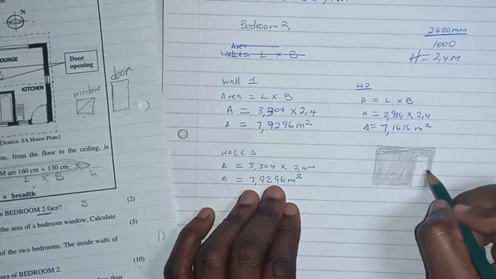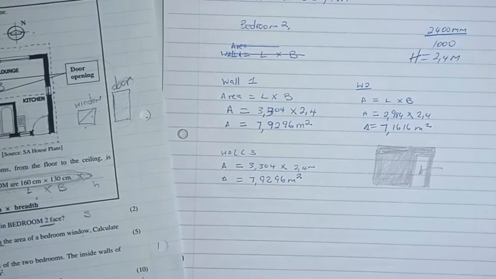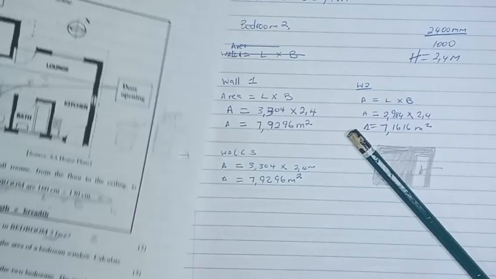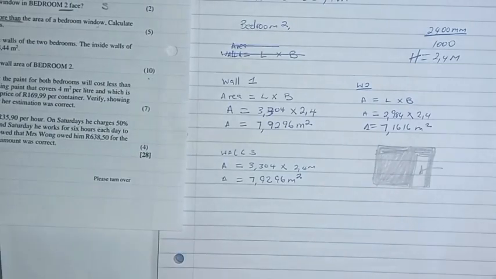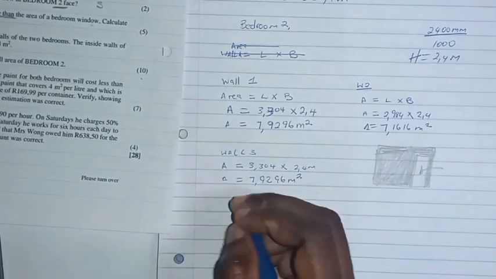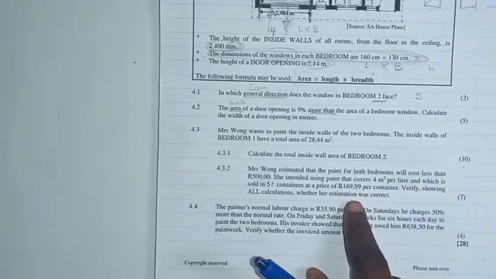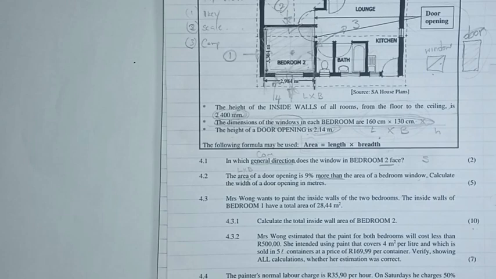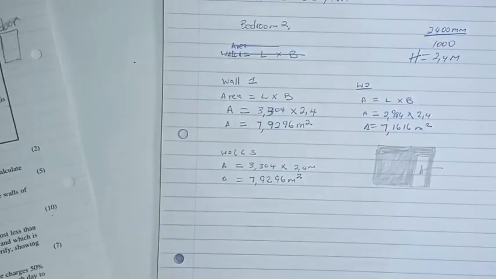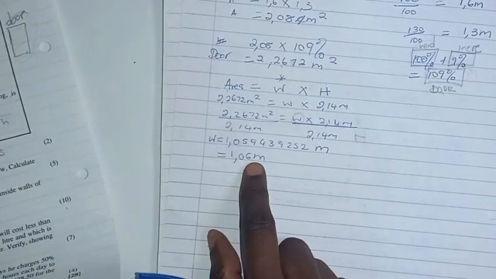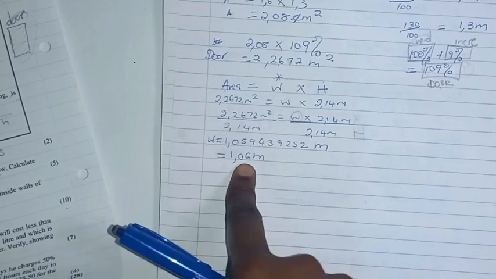So what are we going to do? We have to minus the area of the door. So how are we going to find the area of the door? So now we have to calculate the area of the door there on wall 3. In order to calculate the area of the door in wall 3, we are going to need the width and the height. Remember, we did calculate the width here on the previous question. We calculated the width of the door opening.